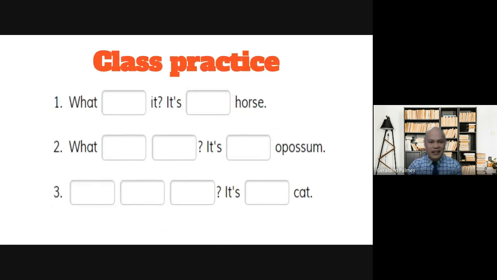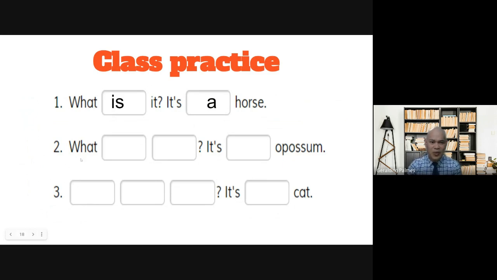Now, another part of the practice. We need to complete the question and the answer. Remember, the question says, what is it? It's a, and then the object. So, let's find out what's missing right here. Can you help me? Ready, go. What is it? How do we answer? It's plus the article a or an. Horse. Do we use an or a? That's correct. It's a horse.